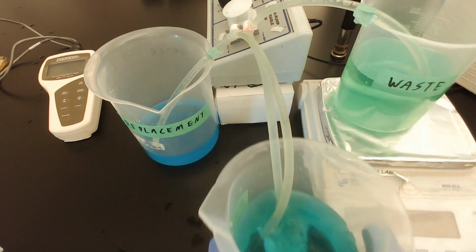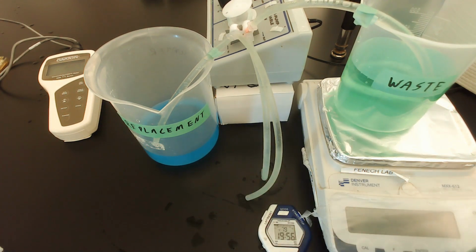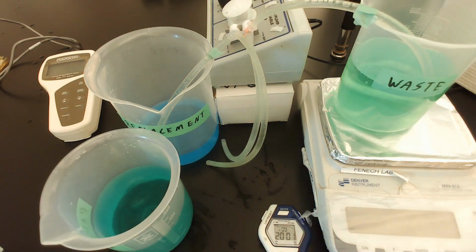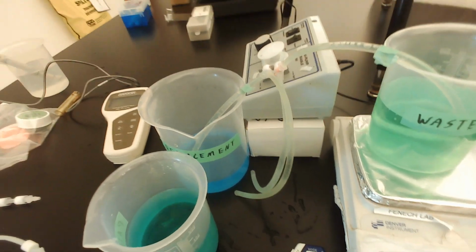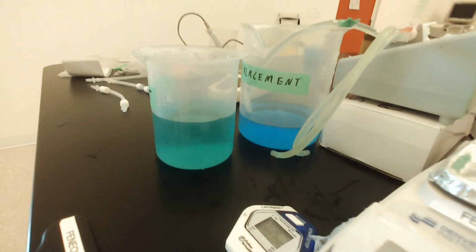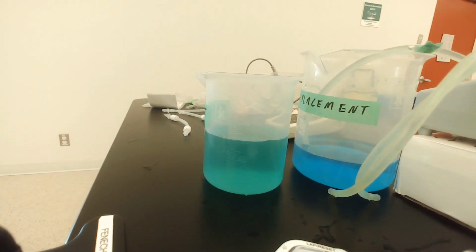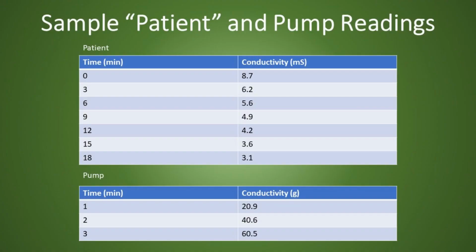So with all our measurements taken, just notice the change in our patient's coloring. It's gone from yellow to sort of a green color, and this is again because the replacement fluid has gone in, mixed with the patient, and the remaining fluid's been dumped to the waste. So we end up with a change in color.